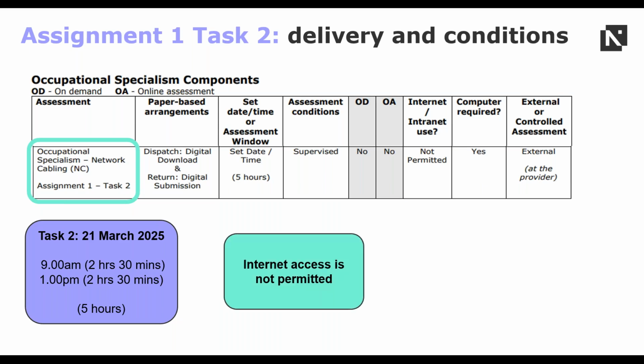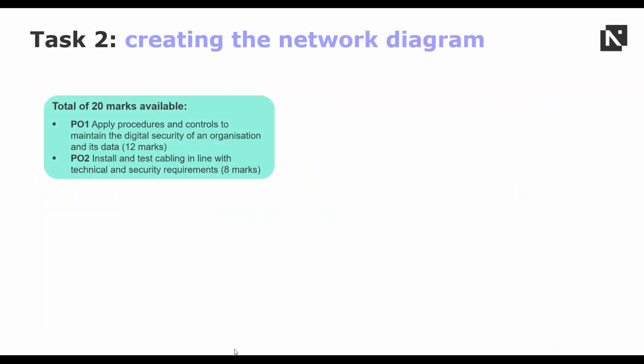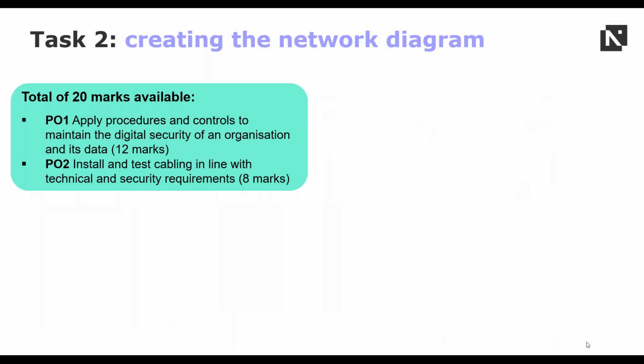And then moving on to the assessment requirements. Again, internet access is not allowed, and students will also need to be provided with word processing software and a locally installed version of Cisco Packet Tracer. Moving on to the task in more detail, the marks awarded and how they relate to the performance outcomes can be seen on the screen now.